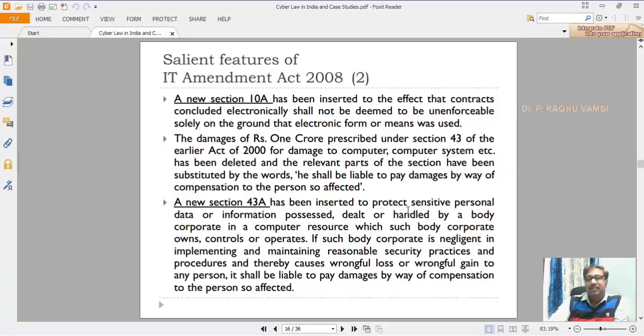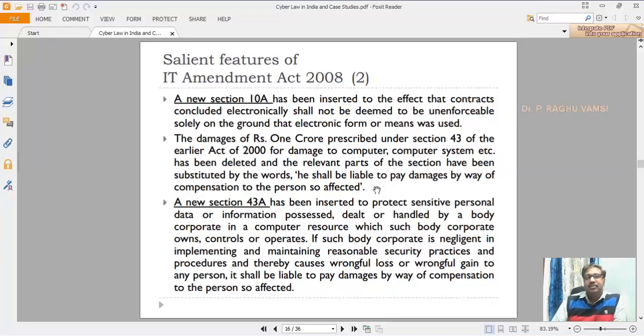If the damage happened, how can one pay 1 crore rupees? So that is the reason they have modified that to he shall be liable to pay damages by way of compensation. That means if it is the compensation of 25,000 rupees plus additional amount, some little additional amount may be added and may be compensated. So this is the idea of this.